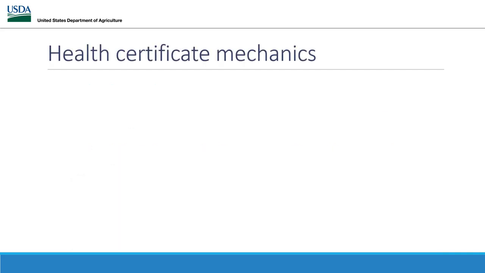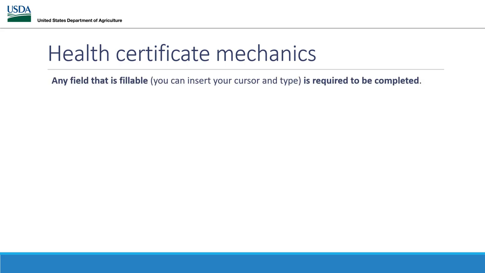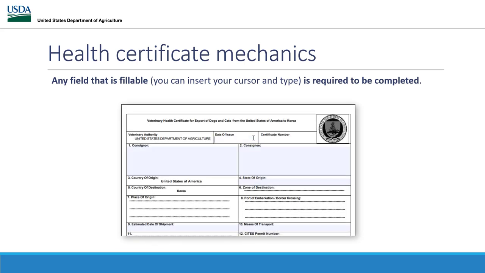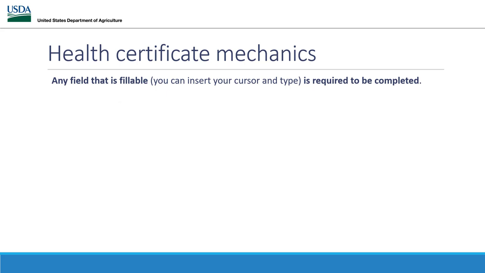Now that you've learned the parts of a health certificate, let's get into the details of how exactly to complete the health certificate. You may be wondering how you'll know which parts of the health certificate are required and must be completed by you. For most of the health certificates posted to the USDA APHIS PTW and IREGS, the PDFs of the health certificates are fillable, meaning any required field will have a fillable text box for you to complete, as seen here.